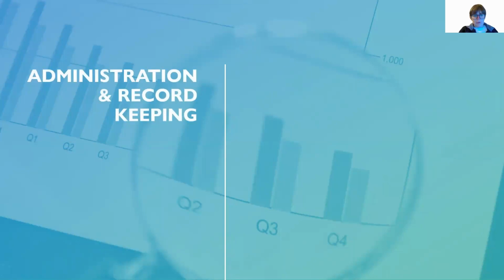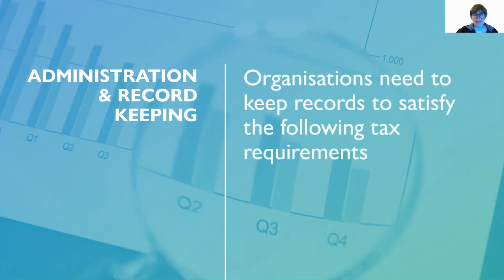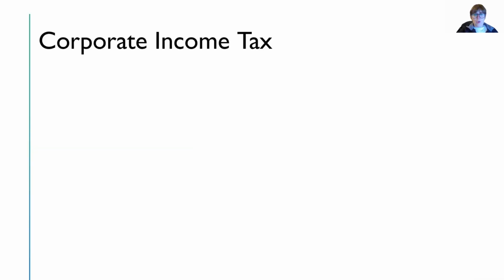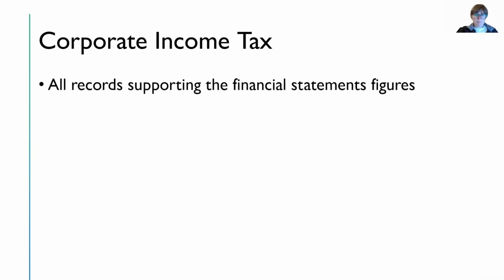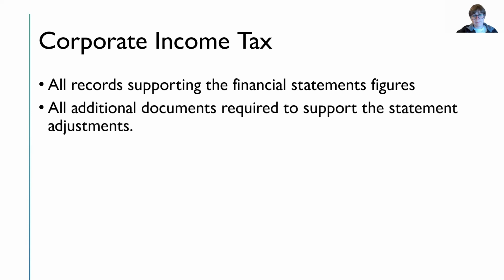Moving on then. Administration and record keeping. Remember, organisations need to keep records to satisfy tax requirements within their countries. So, corporate income tax then. All records are needed to be kept which support the financial statement figures. All additional documents are required to support statement adjustments.